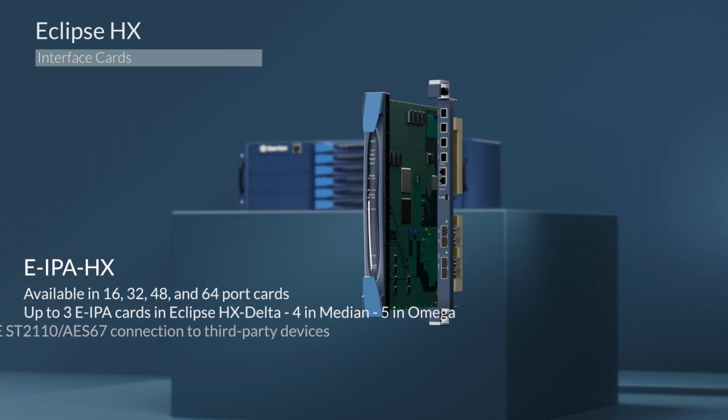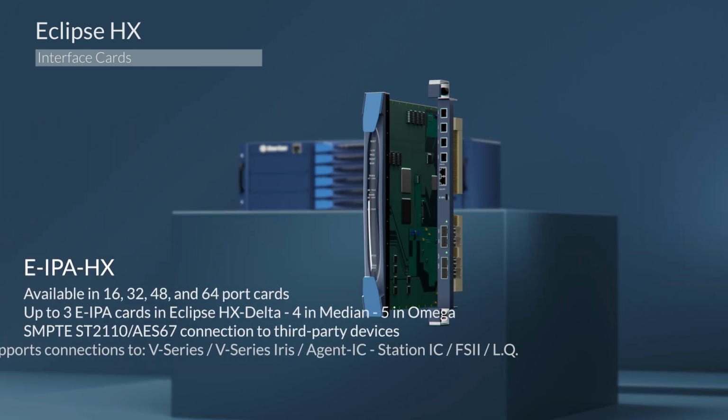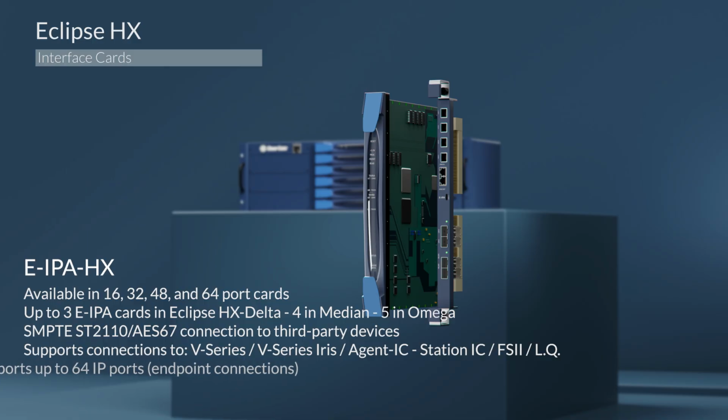Last but not least is the E-IPA interface card. Available in 16, 32, 48, and 64 port cards, you have a max of 3 E-IPA cards in an Eclipse HX Delta, 4 in medium, and a max of 5 in Omega frame.